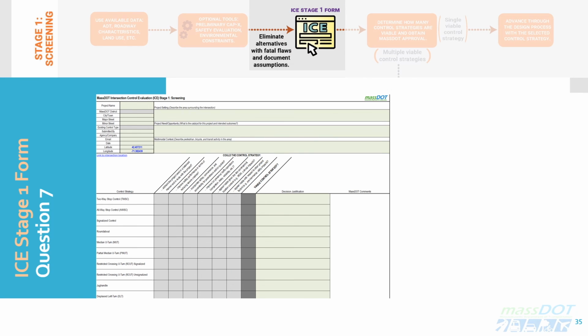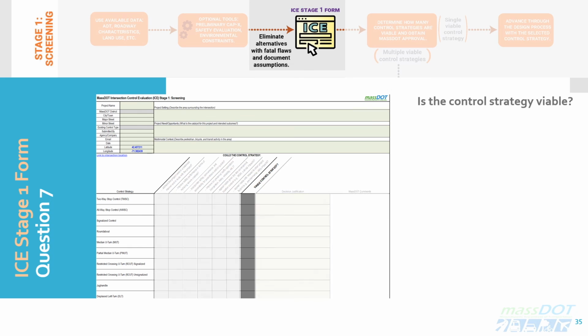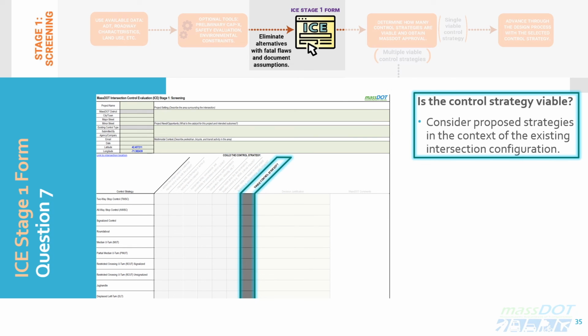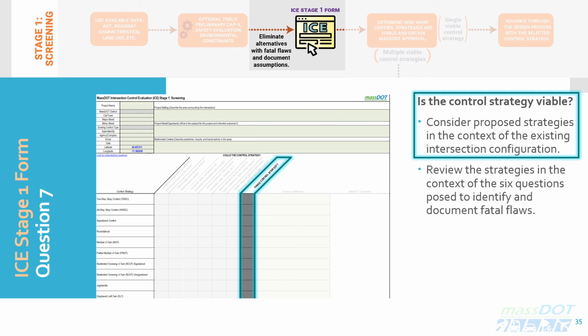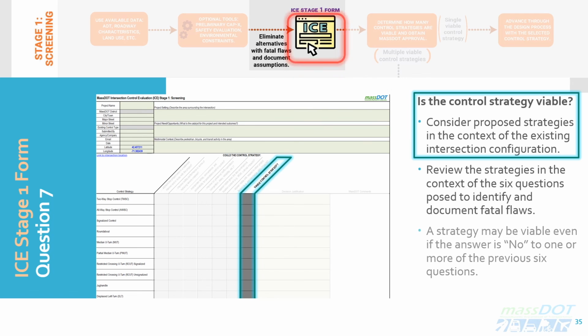The last question on the ICE Stage 1 form reads, is the control strategy viable? Review the available data in the context of the previous 6 questions to identify and document existing fatal flaws with the control strategy's implementation. A strategy may be viable even if the answer is no to one or more of the previous 6 questions. Stage 1 is intended to be an initial screening, not an in-depth analysis. The goal is to determine if a fatal flaw is known from the beginning before advancing to Stage 2.